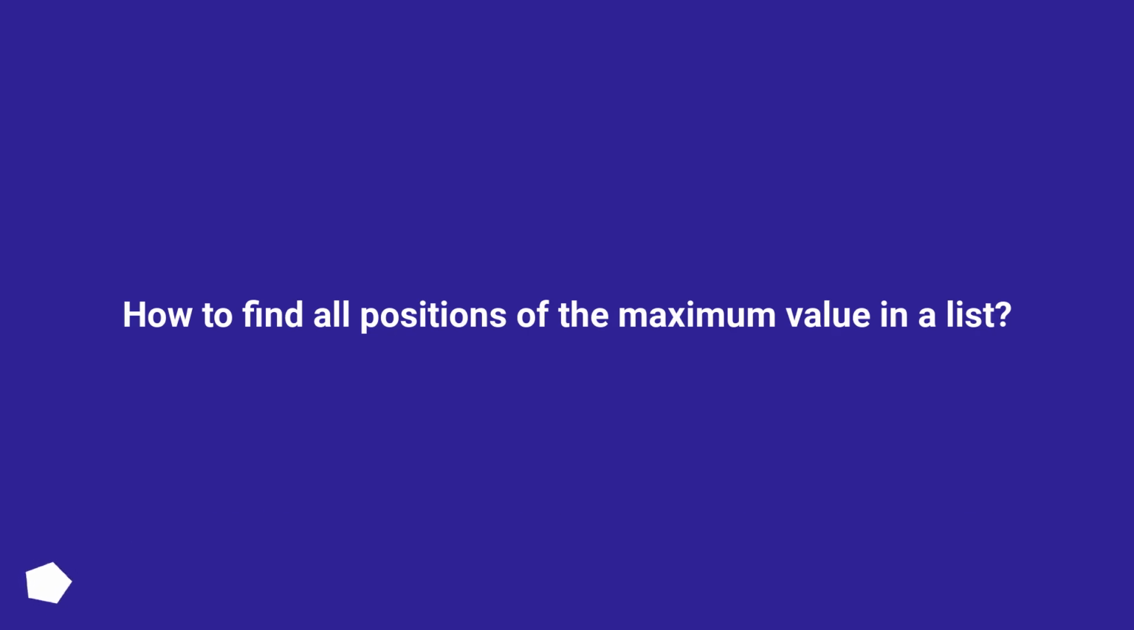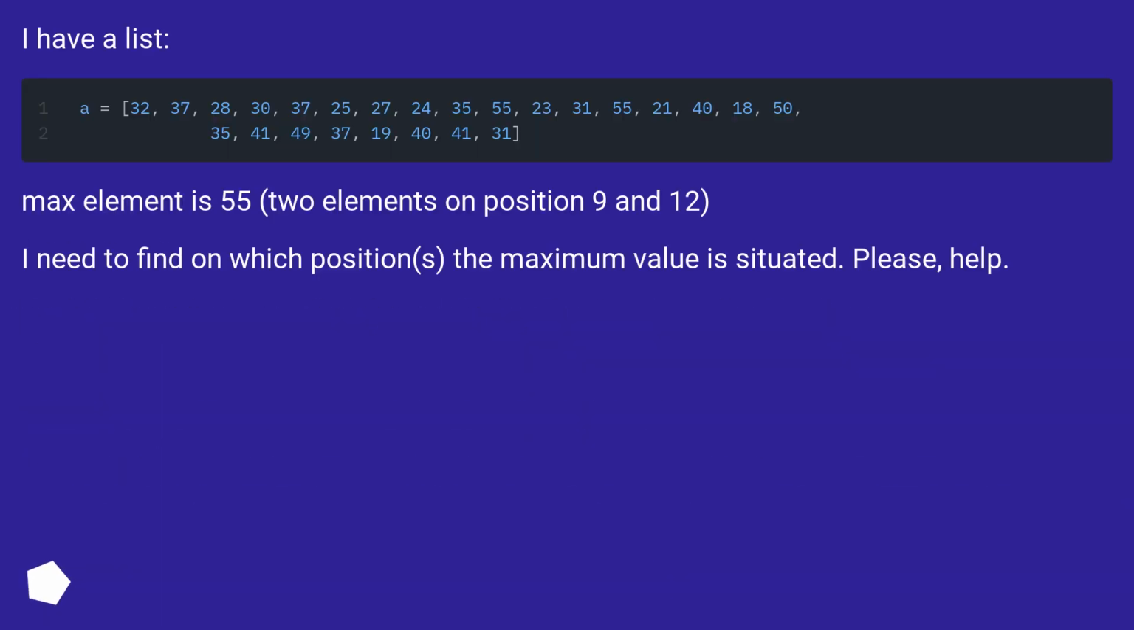How to find all positions of the maximum value in a list. I have a list. Max element is 55, 2 elements on position 9 and 12. I need to find on which positions the maximum value is situated. Please, help.